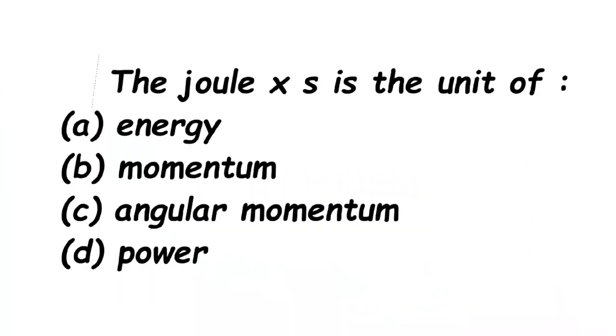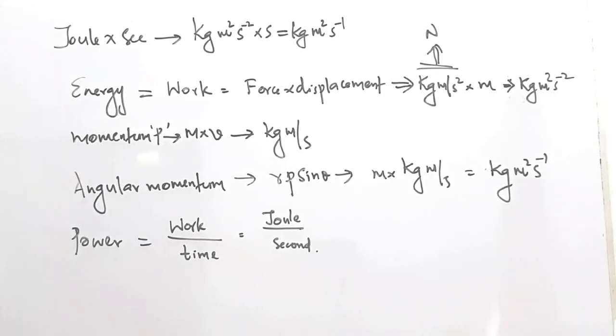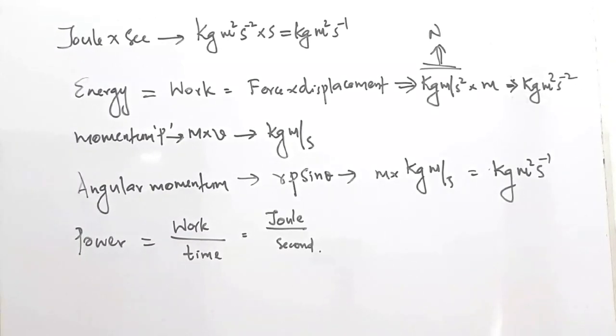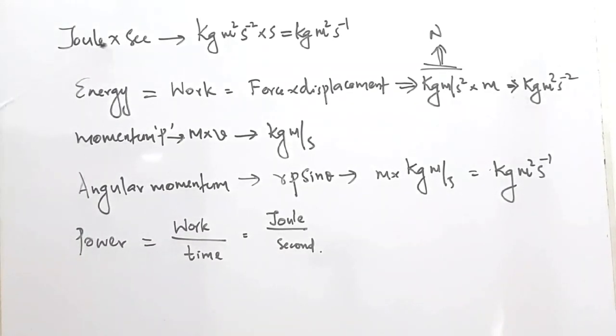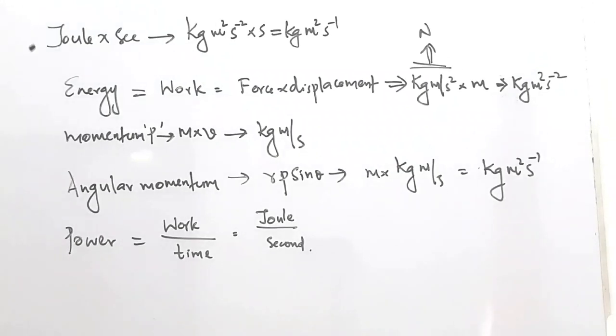The joule into second is the unit of option A, energy, option B, momentum, option C, angular momentum, and option D, power. So here we have to find out which is that quantity that is having the unit joule into second. So first we find out what is joule into second. Joule is kilogram meter square second raised to minus 2. Into second means kilogram meter square second raised to minus 1. That is, joule into second is kilogram meter square second raised to minus 1.